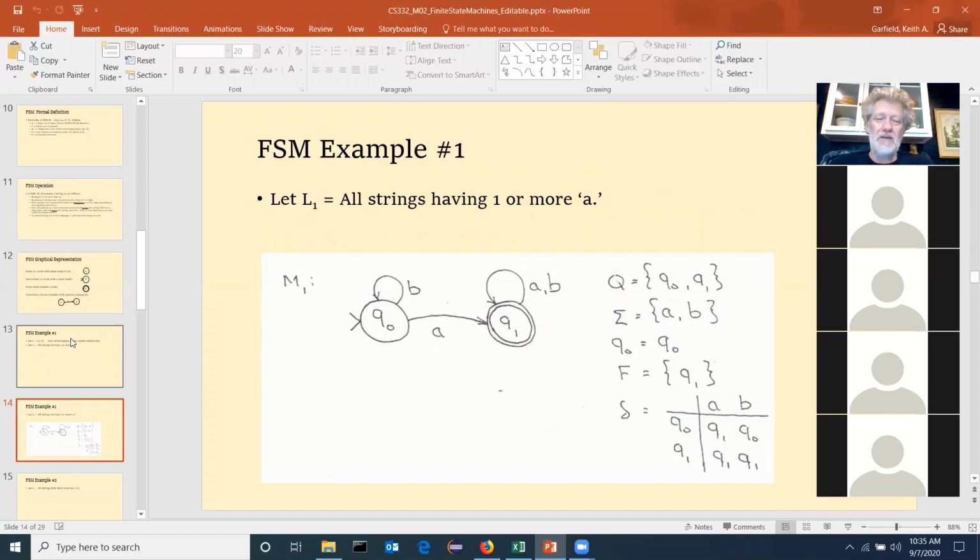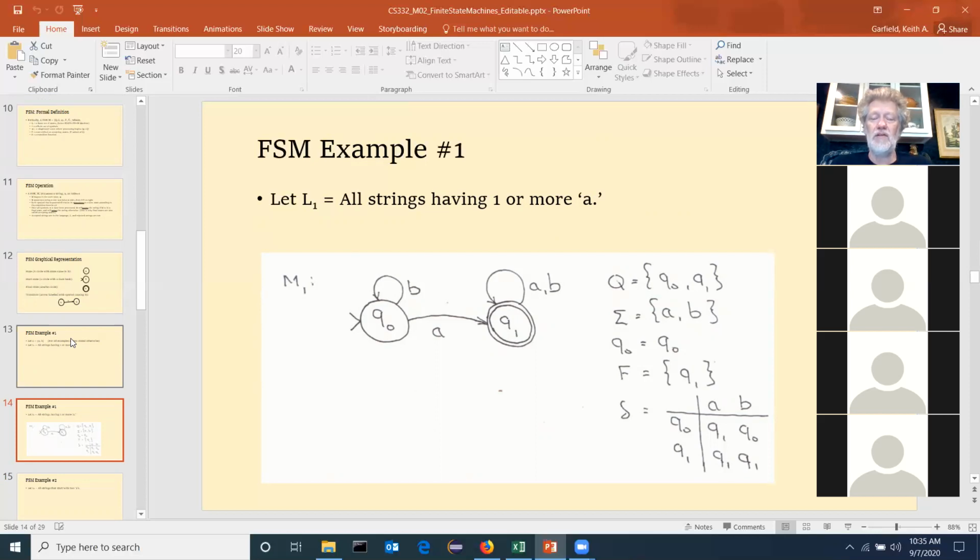I'm in Q naught and I see B, B, B, B, B. Oh, okay, so let's build it the way I said. All strings having one or more A. What's the shortest string? A. Okay, so I'm in Q naught, and the string A takes me immediately to a final state. So you'll see I drew that arrow to Q1, which is a final state. Once I'm in there, I will always accept that string.